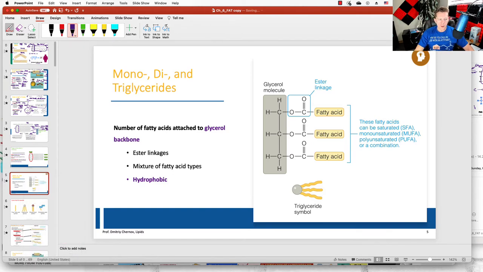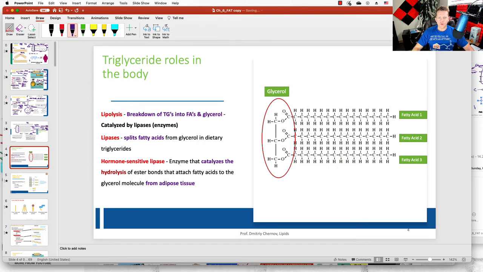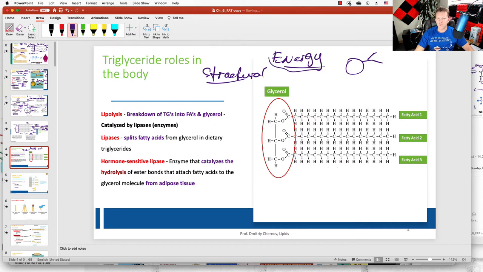All right. So, triglycerides roles in the body. What is the role of a triglyceride in the body? It could be structural. Fats could be used to build something, or it could be used for energy. So, structural and energy. Structural, your body using fats to build a lot of molecules like hormones, steroid hormones, enzymes. Like let's say cholesterol is being used for ligands like receptors on the cells. So structural and can be used for energy.